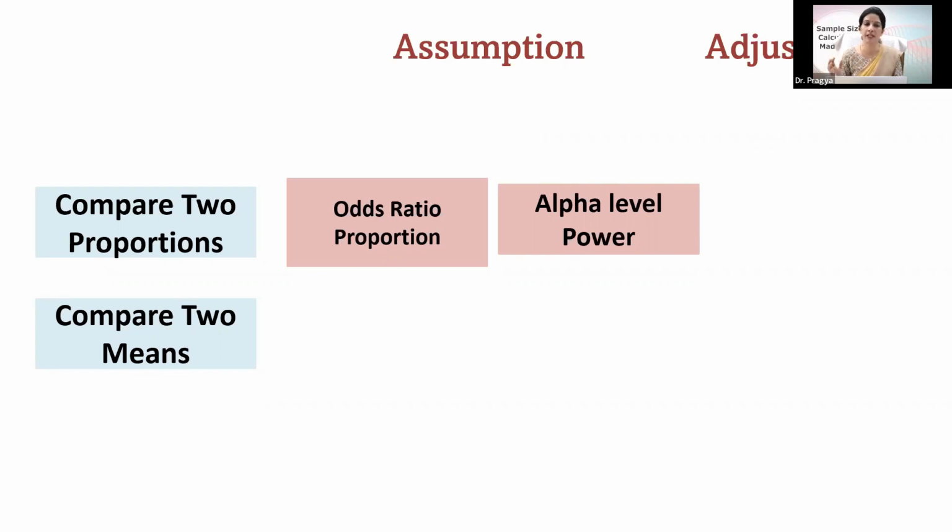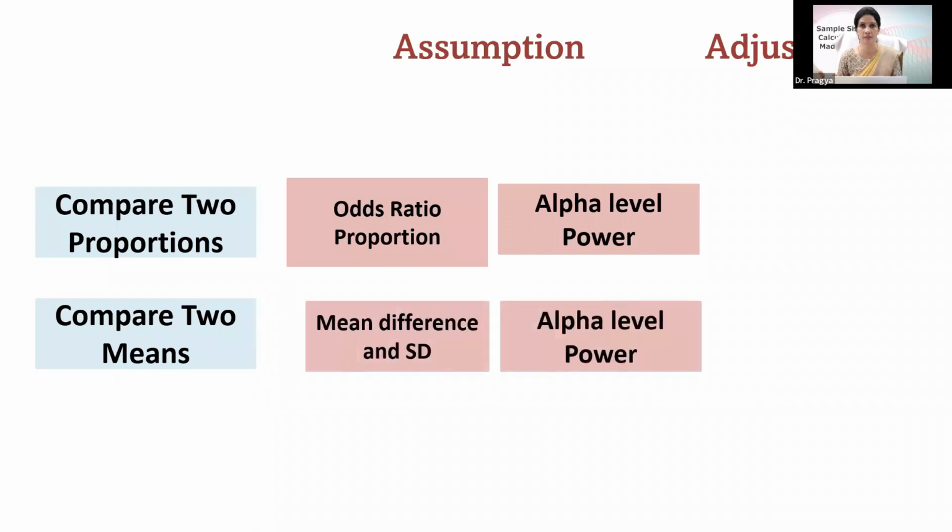And adjustment depends on you, whether you want to adjust it. We have seen that adjustment can be made with the ratio of cases to control. It can be made if you are taking a cluster sampling, or if you want to increase the power or reduce the significance. In that case, also you can adjust.